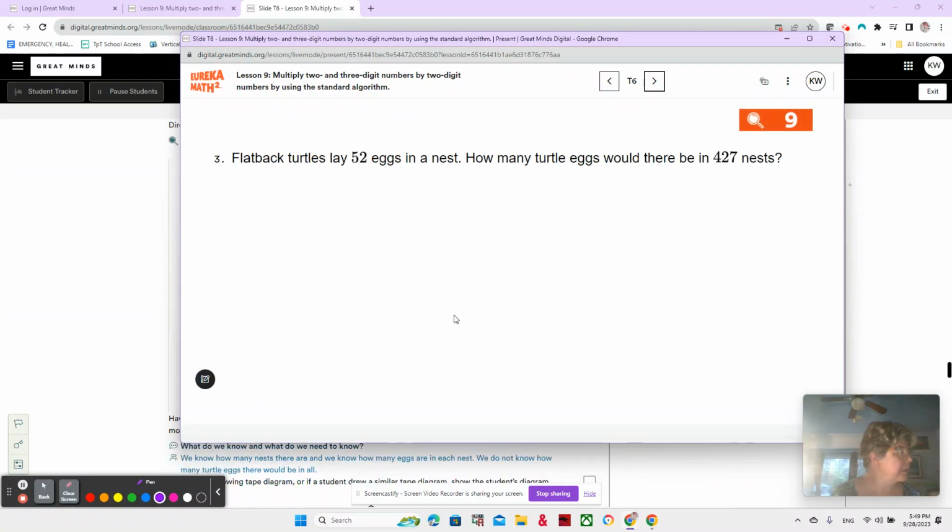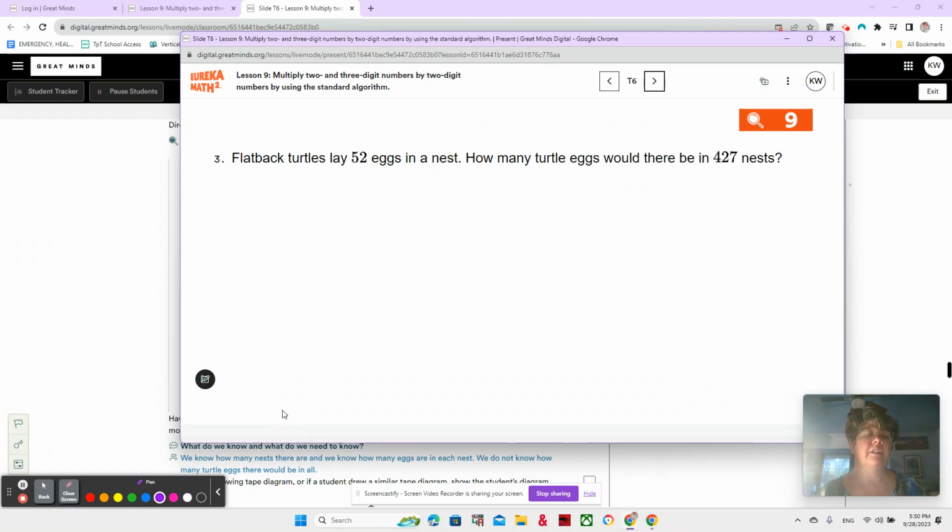In your book, I think it's on the next page, page 80. Flat back turtles. I don't know what a flat back turtle is, but we could say the same for green sea turtles or honu, right? Flat back turtles lay 52 eggs in a nest. How many turtle eggs would there be in 427 nests?